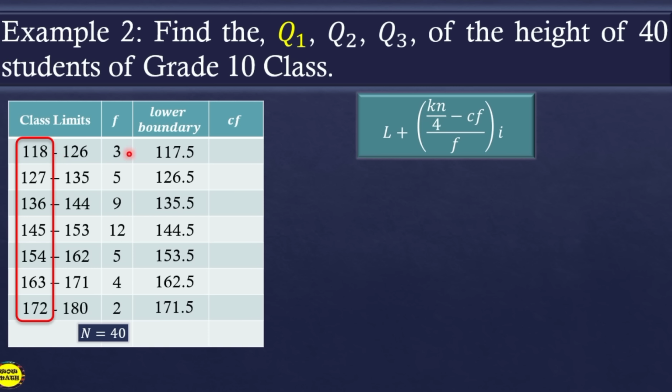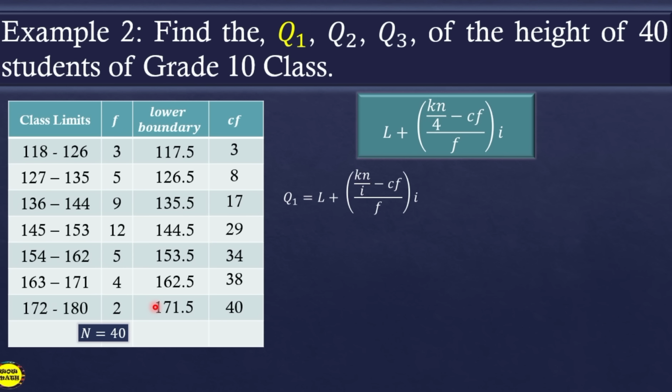So, yung unang frequency natin is 3. So, 3 yung start natin dyan. Then, add 5 para makuha yung next cumulative frequency. So, 3 plus 5 is 8. 8 plus 9, 17, plus 12, 29, plus 5, 34, plus 4, 38, plus 2, 40.